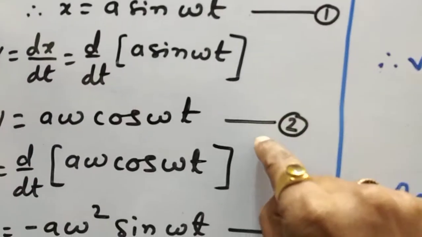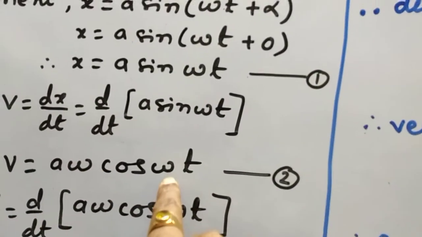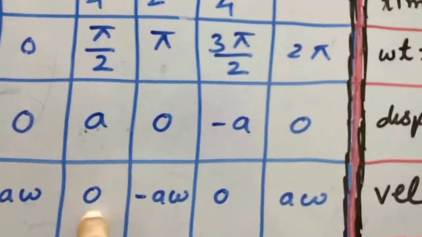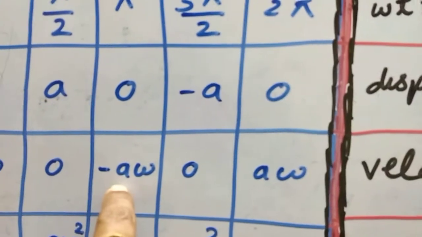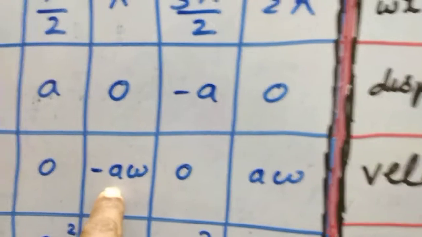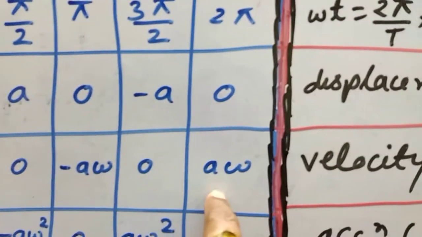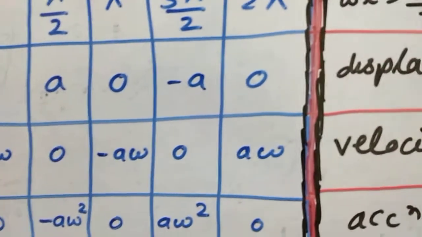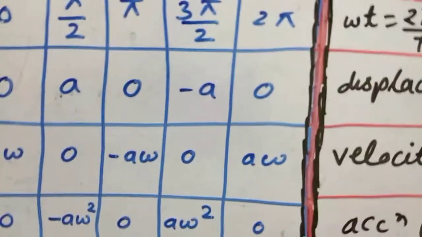Similarly, from equation number 2, v is equal to a omega cos omega t. So cos 0 is 1, therefore a omega, so here velocity is a omega. Now cos 90 is equal to 0, so the term is 0. Again cos pi is equal to minus 1, therefore minus a omega, then 0, then a omega. So in this way, in alternate terms 0 is obtained, and negative and positive terms are obtained in terms of acceleration, velocity and displacement.